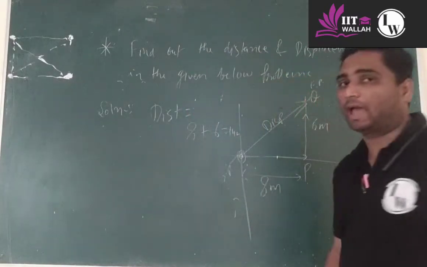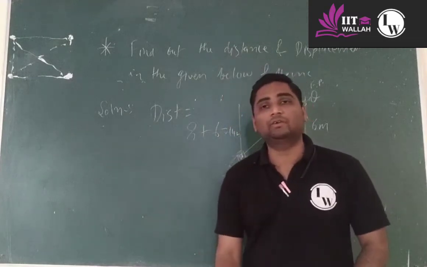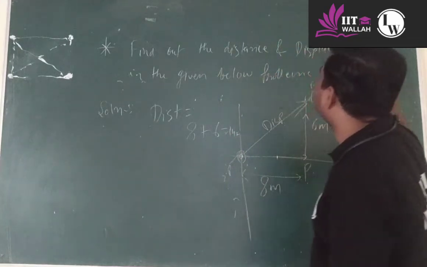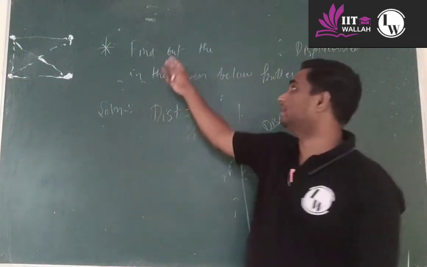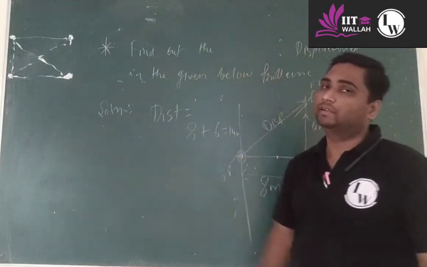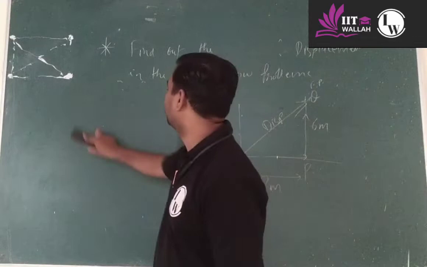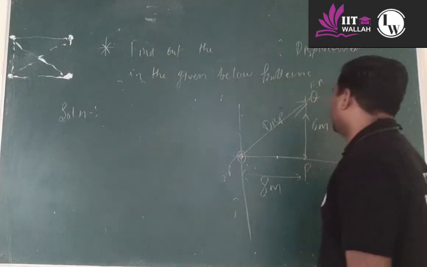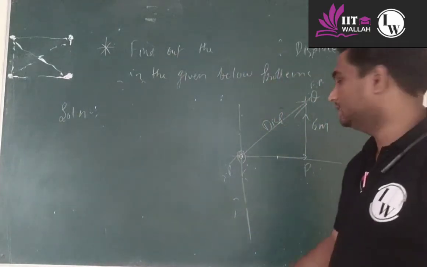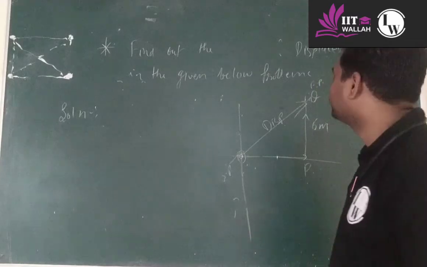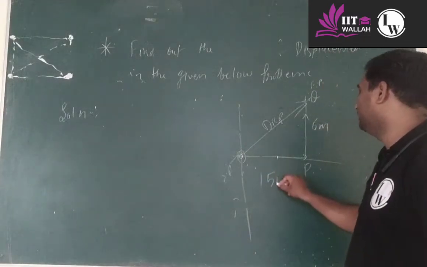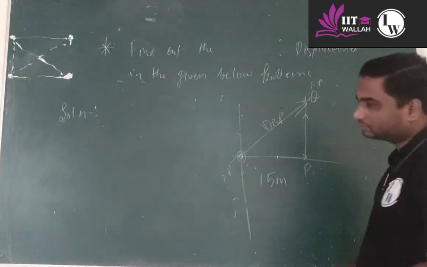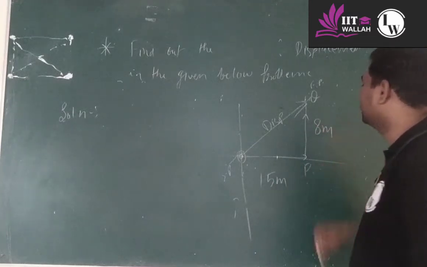Similarly, you can calculate the distance of any given figure. Now you have to see only the displacement. Now change the heading and write: find out the displacement in the given diagram. Now solution. Change the value of this; suppose that this will be 15 meter, and this is 8 meter.